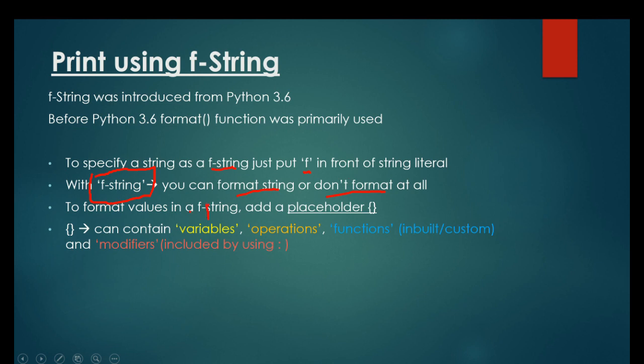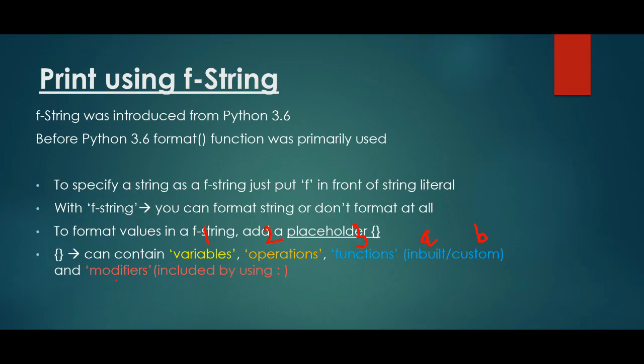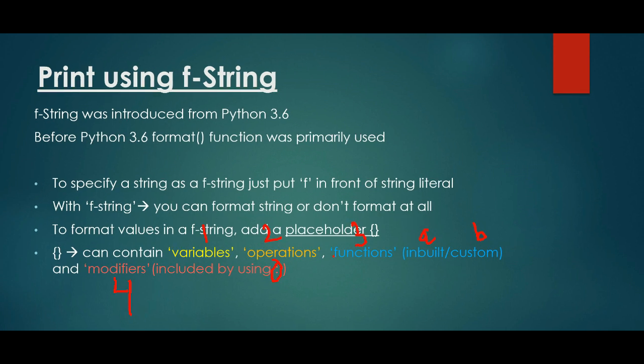And so within that placeholder, we can either use variables or directly the values of any of the provided data type in Python. Second, we can use operations within those placeholder. Third, we can use functions within that placeholder, and those functions can either be inbuilt or they can be custom functions. And fourth, we can use the modifiers, which can be included using the colon symbol. So this was the quick video on print using f string in Python.